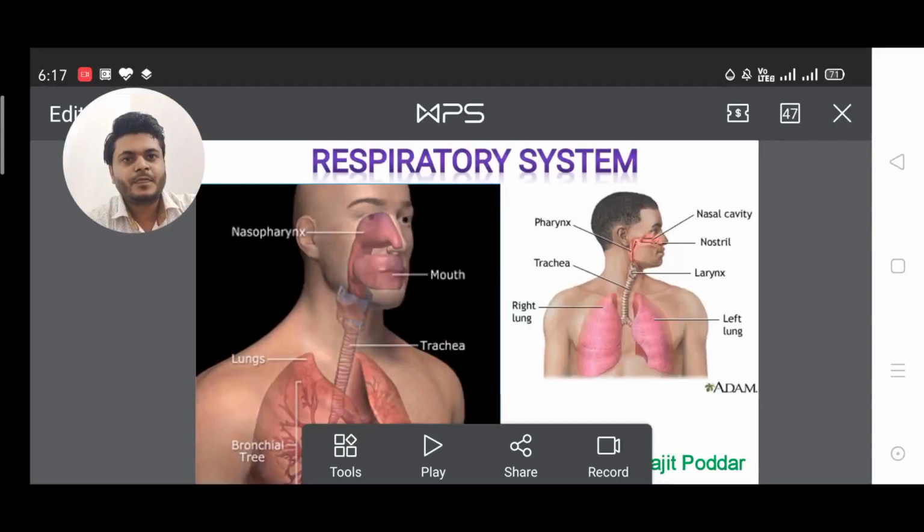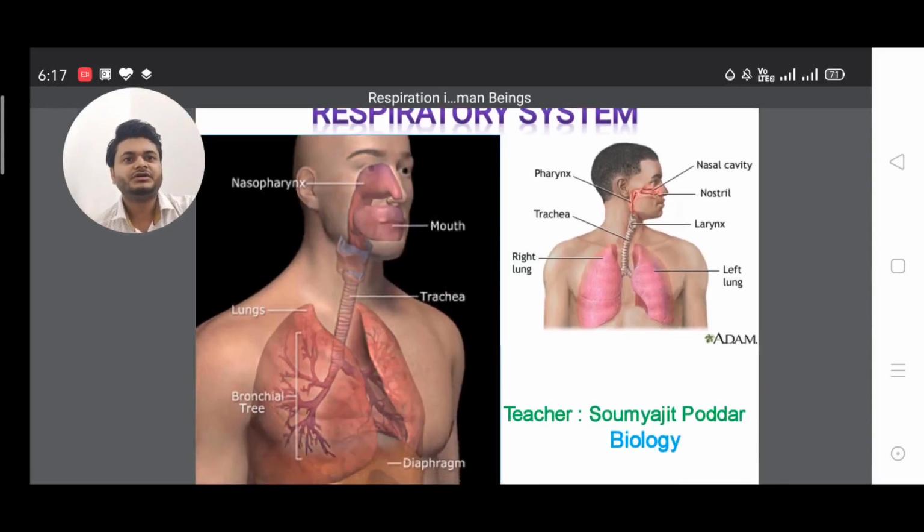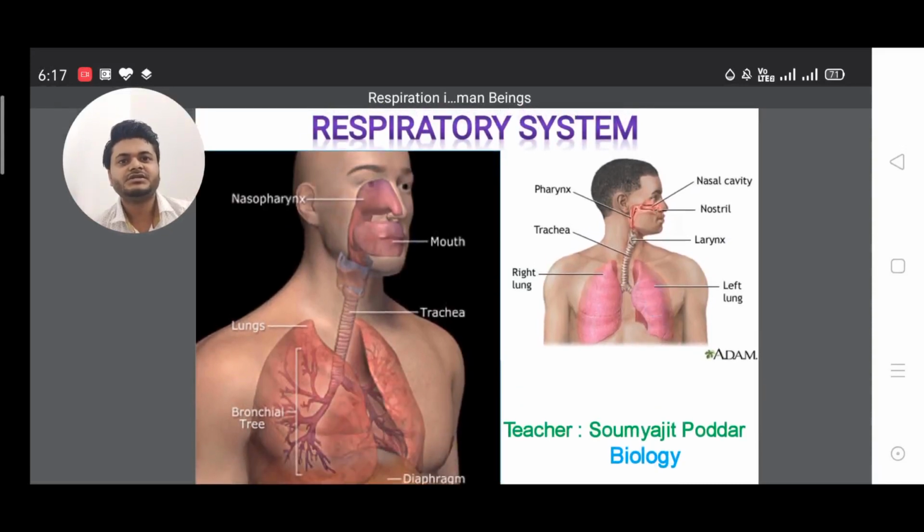So without any delay, let's start with the topic human respiratory system from the chapter life processes. So let's start. In this slide, see, I have given the picture of a human being where the respiratory system is shown on both left and right hand side. So we'll see this in detail from the next slide.